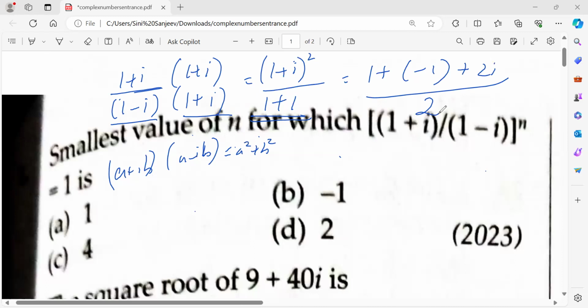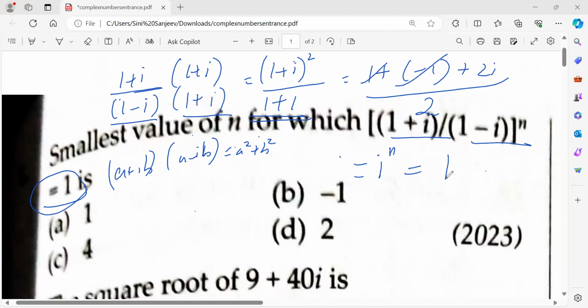Correct? So 1 minus 1 I can cancel. 0. So what I'll get? I, and here the whole power n is there. I power n value. The smallest value for which (1 plus i) by (1 minus i) whole power n is equal to what? 1. So the i power n value is equal to 1.